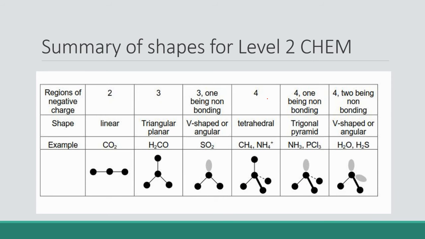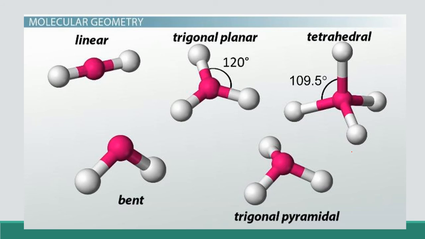So these are all the shapes you need to know for level 2 chemistry. So you've got linear, we've got trigonal planar. If one of the ones on the 3 is non-bonding, then you get a V shape. Then you've got 4 bonding, which is tetrahedral. You've got 3 bonding, 1 non-bonding, trigonal pyramid, like our ammonia. And like our water, we've got the V-shaped, where you've got 2 bonding and 2 non-bonding. So here is what we call a ball and stick model, where we can see the shapes and how they get their names.